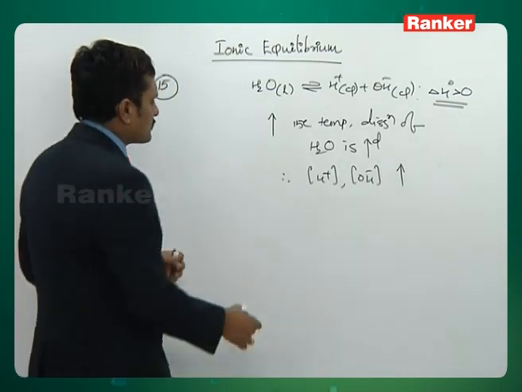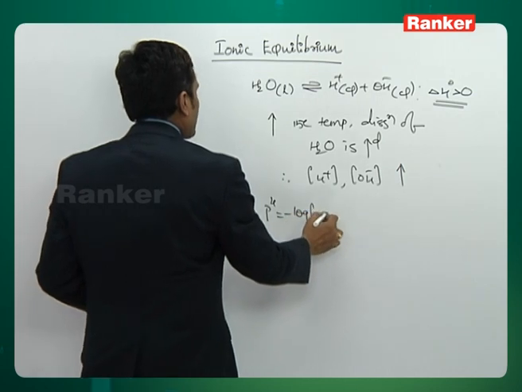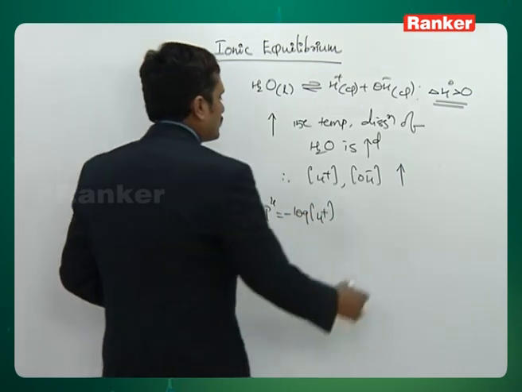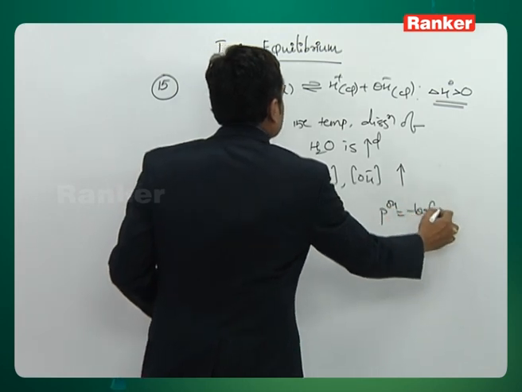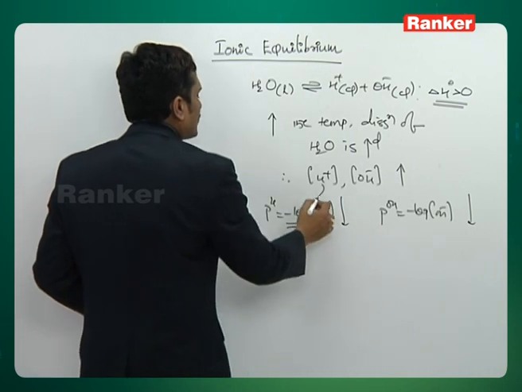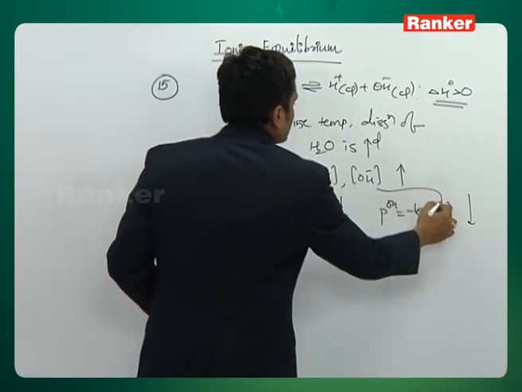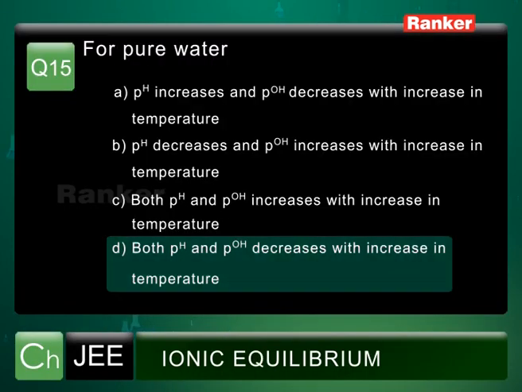So when concentration of H plus is increasing, pH is equal to negative logarithm of H plus ions, or pOH is equal to negative logarithm of OH minus values are going to decrease, because you can see it is minus log of, hence I am increasing these two values will decrease the pH or pOH. So the right answer for this question is option D.